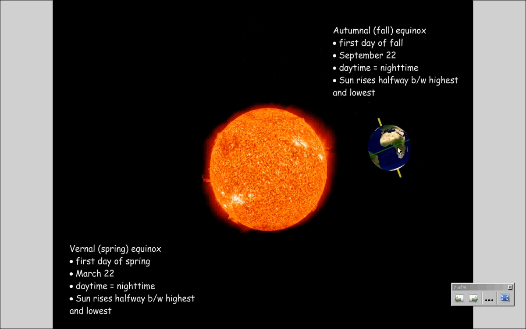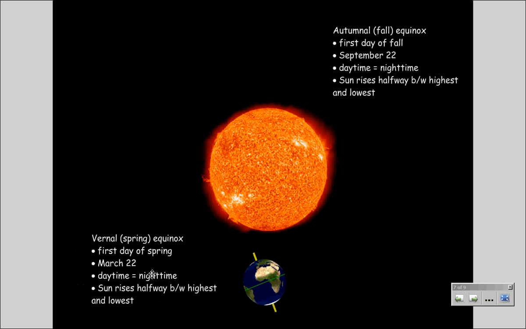Now, if we start here, that's summer. Here would be fall. This was winter. And then we end up with the vernal equinox, the first day of spring, March 22nd. Again, daytime equals nighttime. The sun, again, will also rise halfway in between the lowest and highest point.